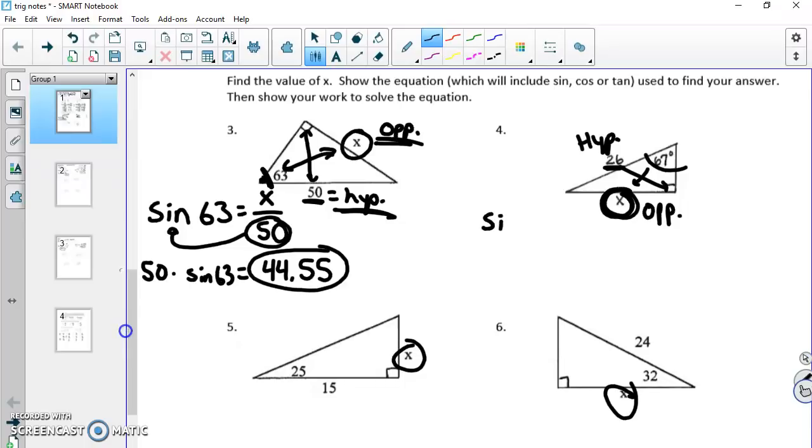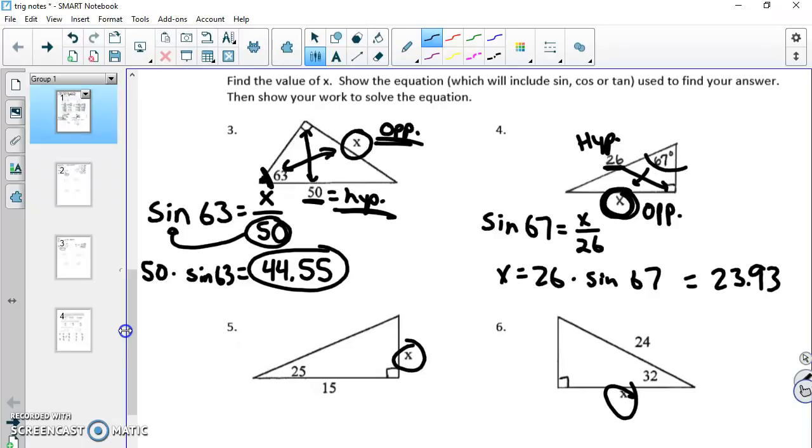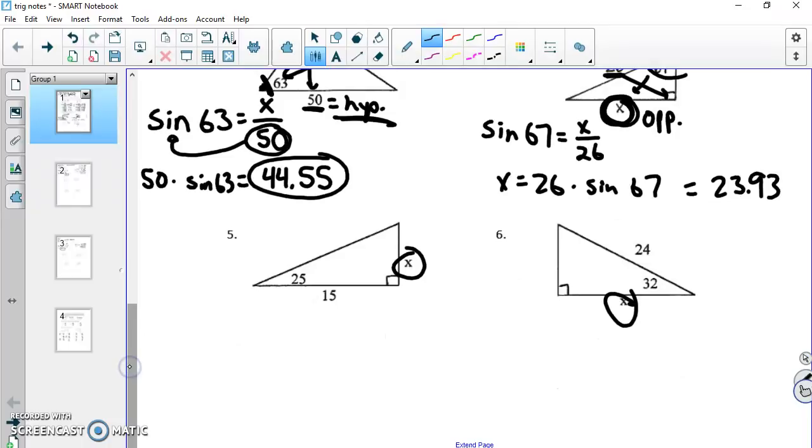So you should write this out as sine of the angle, which is 67, equals your opposite side over the hypotenuse side. And so once again, to solve for x, we just need to type in 26 times sine of 67. Let's go ahead and do that. 26 sine of 67, you should get 23.93. Okay, good.